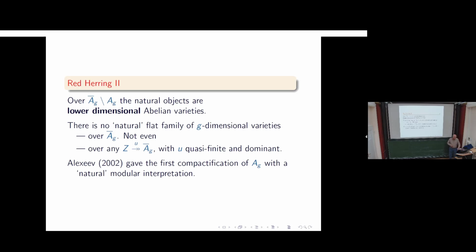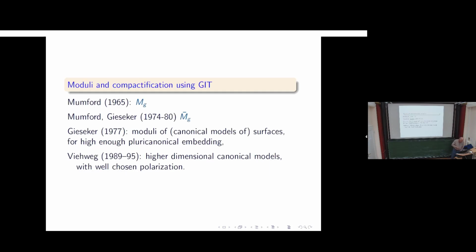Now, luckily here we didn't have to wait long. The first compactification of A_g that has a natural modular interpretation was done by Alexeev, much later. And now another problem came with GIT. Mumford constructed the first M_g, and then M_g bar took longer by GIT. Actually, it was really not obvious. And so Gieseker constructed the moduli of canonical models of surfaces, and Viehweg extended these to higher dimensions.